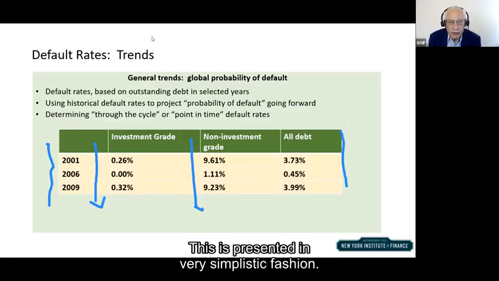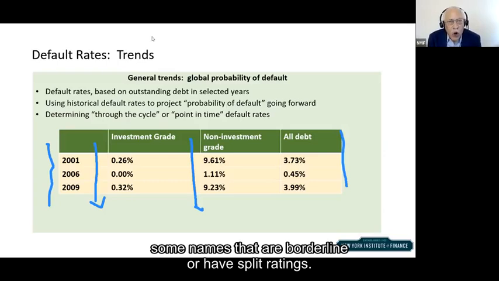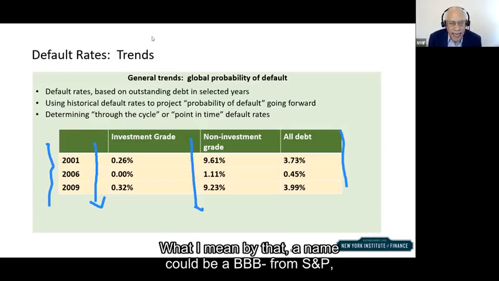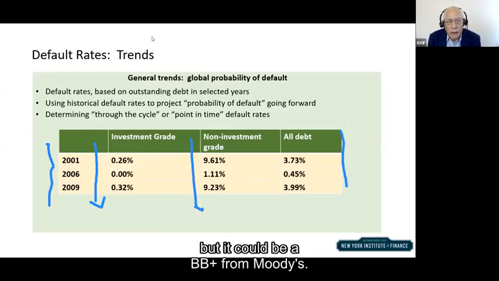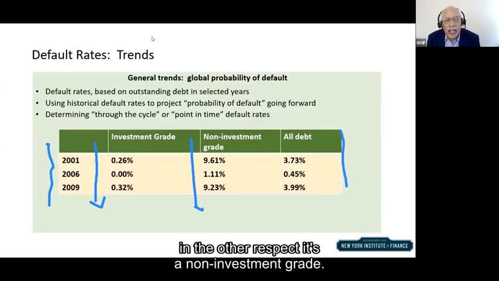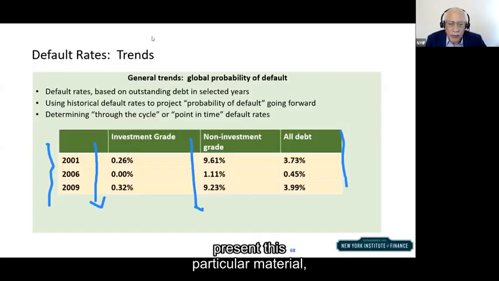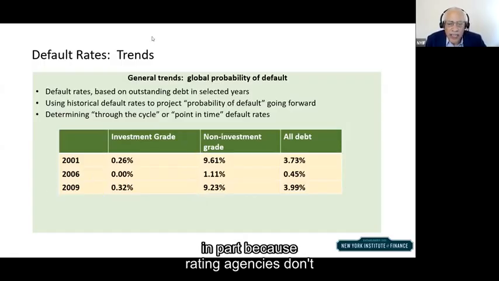This is presented in very simplistic fashion. In practice, there could be some names that are borderline or have split ratings. What I mean by that is a name could be a triple B minus from S&P, but a double B plus from Moody's. In one respect, it's an investment grade name. In the other respect, it's non-investment grade. So there's some polishing of how we present this particular material, in part because rating agencies don't necessarily reflect the same rating.